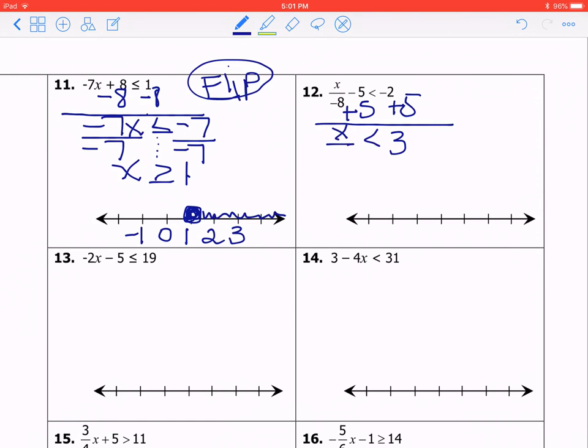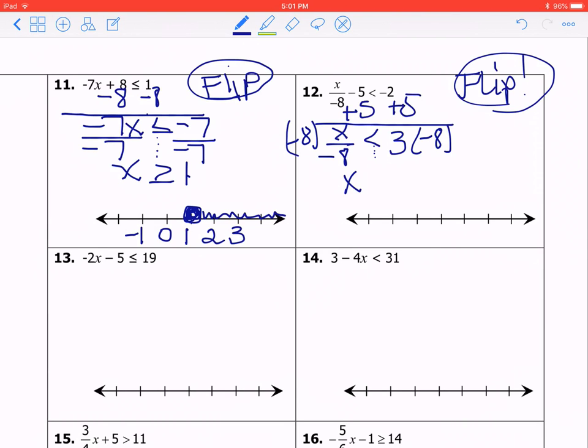You have x over negative 8 is less than 3. Get rid of the division by multiplying on each side. So you're going to multiply by negative 8 on the left and on the right. I just multiplied by a negative, so we must flip our inequality sign to be greater than, and it's now negative 24. Negative 24 here, negative 26, negative 22. It's greater than, so it's open circle, going to all the numbers that are greater than.